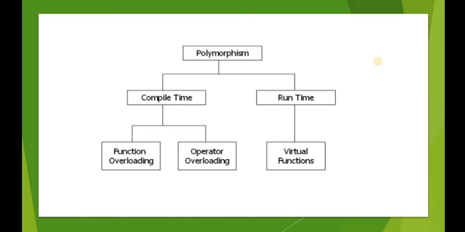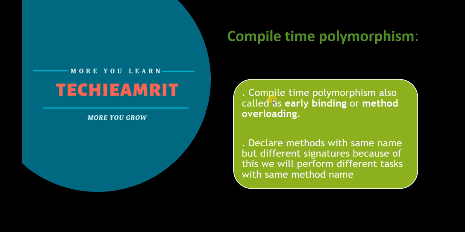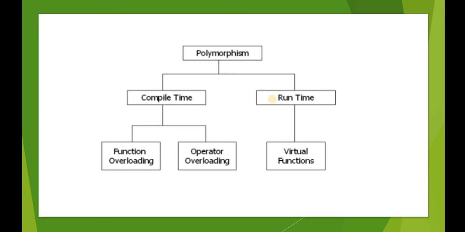So we have two kinds. One is compile time, another one is runtime. Compile time polymorphism is achieved with the help of function overloading, and runtime polymorphism is achieved with the help of virtual functions or function overriding. We will go one by one, with the definition part as well as the practical part. So let's start with compile time polymorphism first.